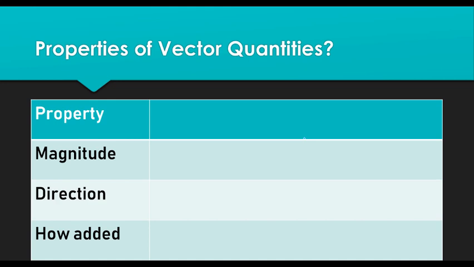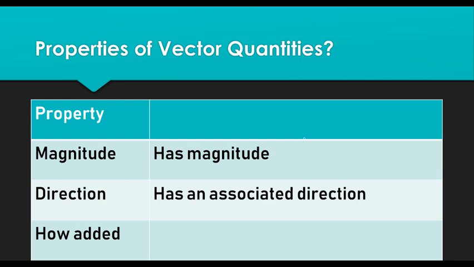Alright, so some properties of vector quantities. So the first property we look at is the magnitude. So we know that a vector quantity has a magnitude. In terms of its direction, it has an associated direction, and we use vector arithmetic to add vectors.